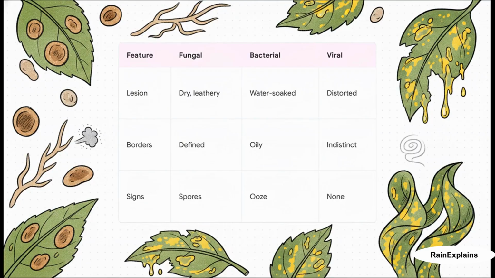Bacteria, on the other hand, they're messy. Their lesions are often water-soaked, slimy, and they can literally smell terrible. They usually lack a defined border unless, of course, they get stopped by a vein. You might even see bacterial ooze. Gross, right? And then there are viruses. Viruses are stealthy. They don't typically cause necrotic tissue death right away. Instead, they hijack the plant's genetics from the inside, causing systemic mottling, distinct color changes, and physical distortion, all with absolutely zero visible signs of the organism to the naked eye.